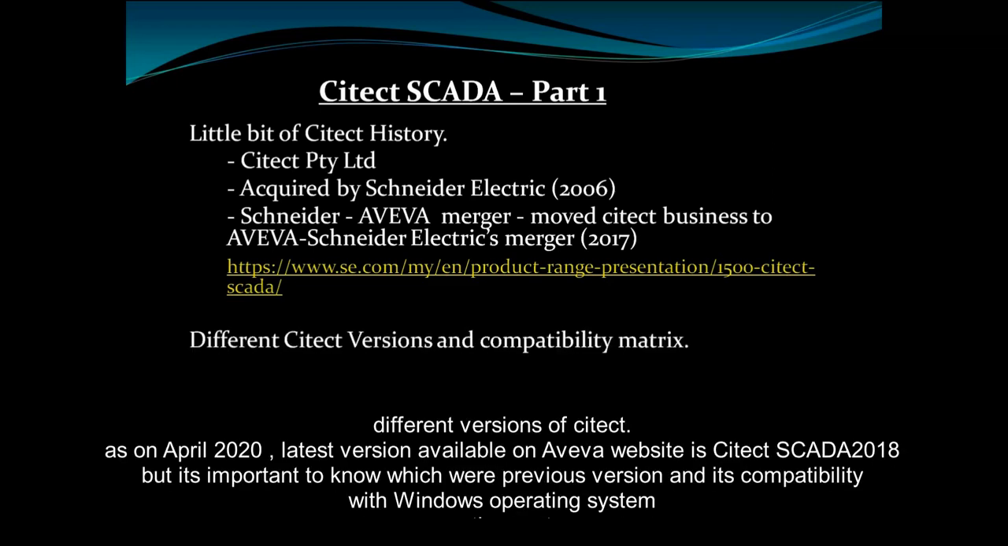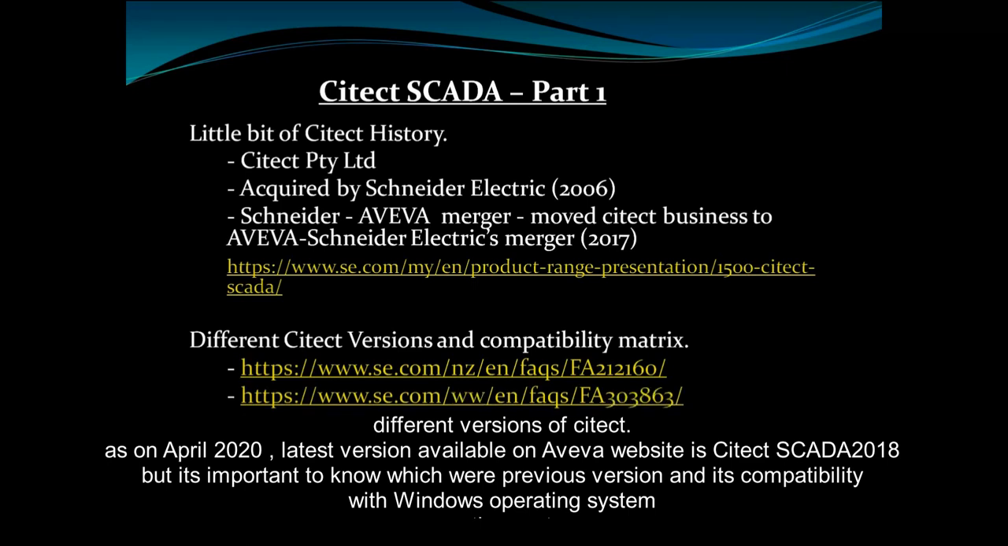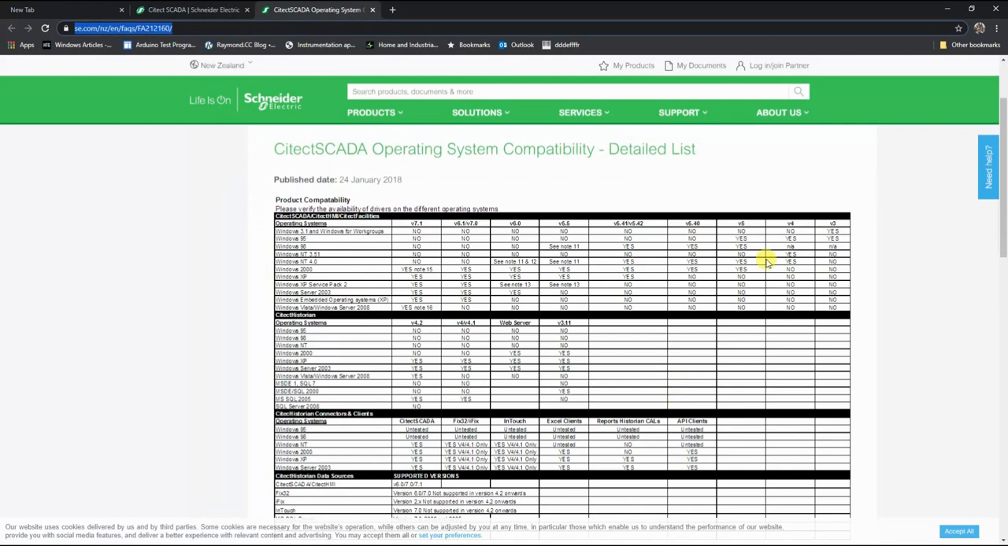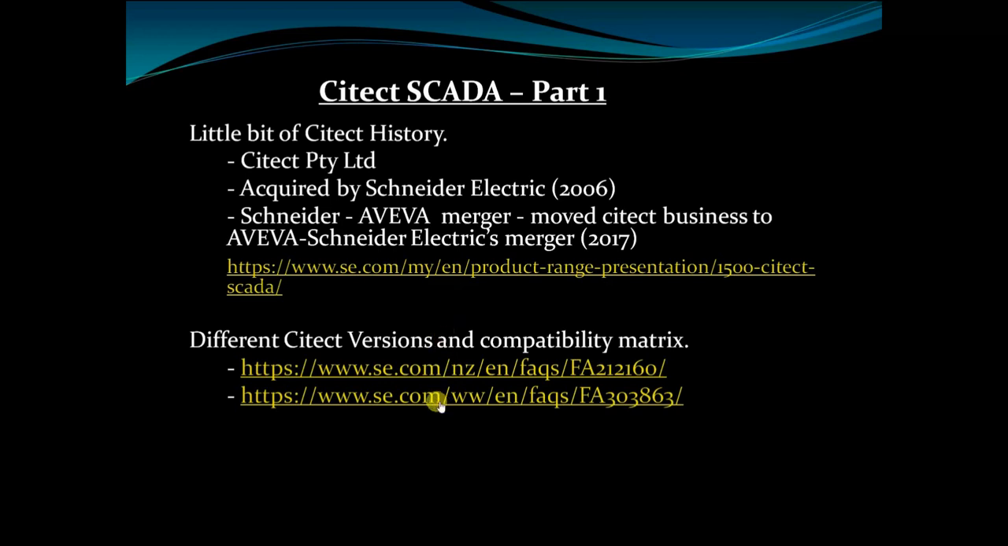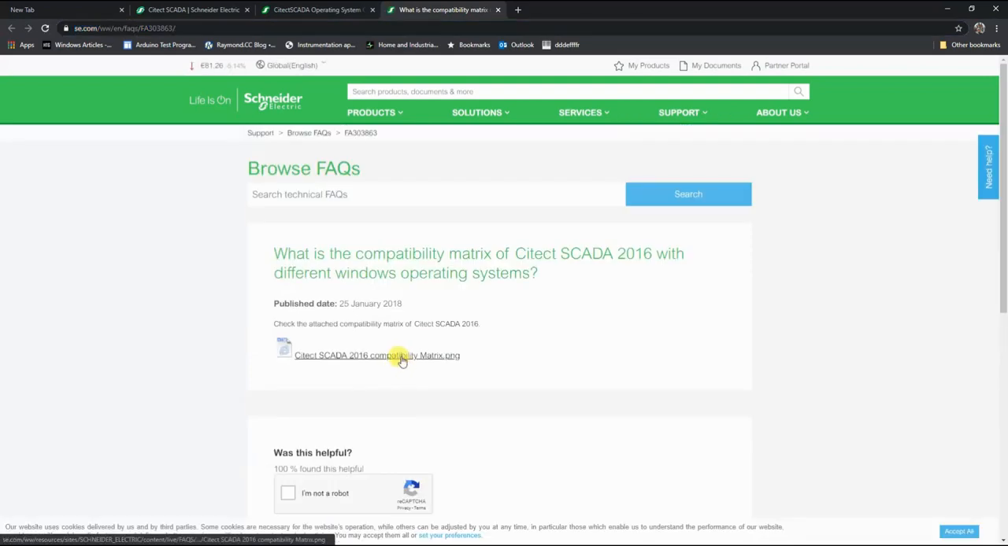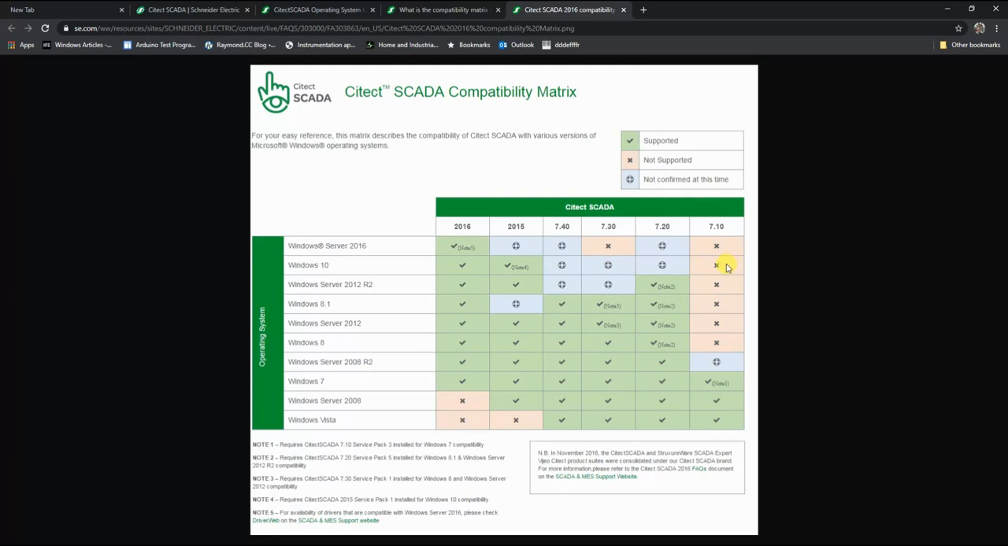Different versions of Citect. As of April 2020, the latest version available on the Aveva website is Citect 2018. But it is important to know which were the previous versions and their compatibility with the Windows operating system. This information is available on this page from version 3 to version 7.1. Which version is compatible with which operating system is listed here. The link for this website is given in the description of this video. And in the second fact, the frequently asked questions, they have given a list from version 7.1 to 2016. 2018 is missing in this list. Maybe it will be available soon. So you can check which version will be compatible with the operating system you have.